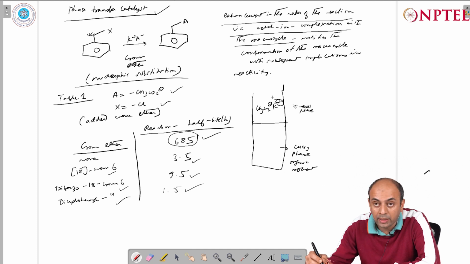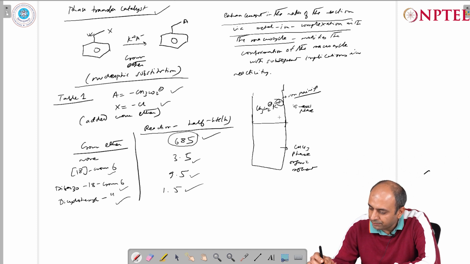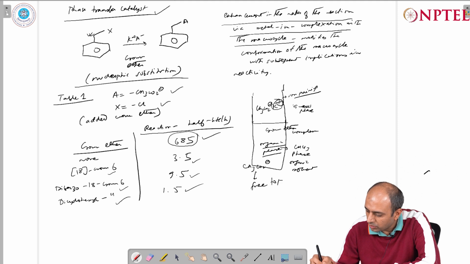You see that the cation and the anion are solvated, however there exists ion pairing. Now what the macrocycle does is that it encapsulates the potassium cation and forms the crown ether complex, and the crown ether complex now comes into the organic phase. It comes into the organic phase, and now the acetate ion is free to perform the chemical reaction.